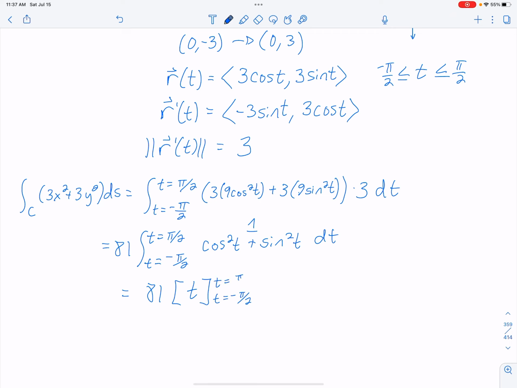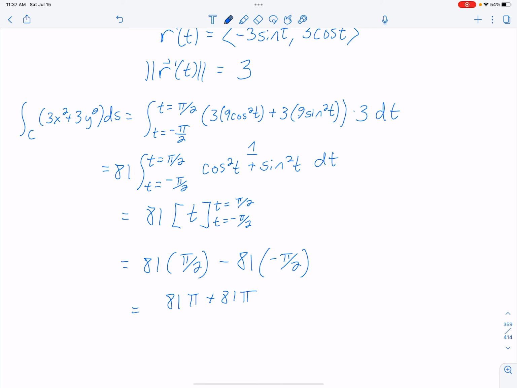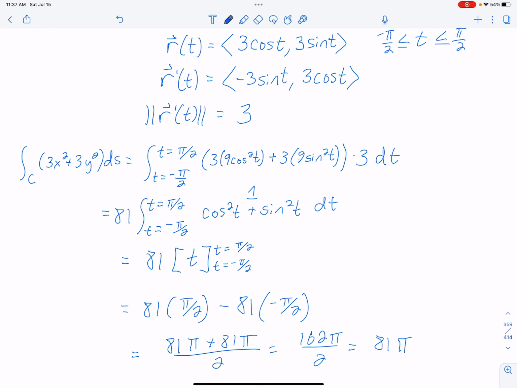Be very careful because it's very tempting to say, oh, that's going to be 0. Let's make sure. So I got 81 times pi over 2 minus 81 times negative pi over 2. Do you see how it makes a positive? So we're going to get 81 pi over 2 plus 81 pi over 2. That's going to be 162 pi over 2, which is just 81 pi. So whatever this line integral represents, the answer is 81 pi.